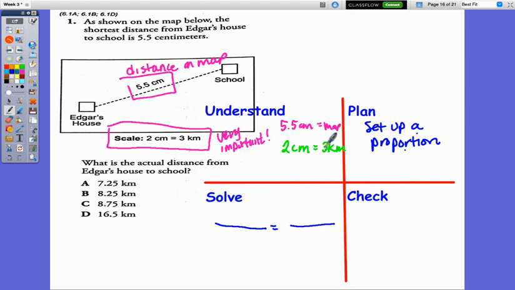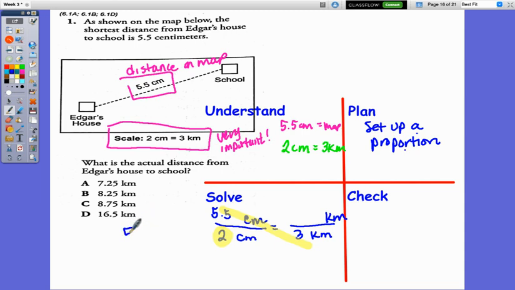And then I'm going to look here and I know that 2 centimeters equals 3 kilometers. So I'm going to set it up like that. And I'm going to do my other centimeters here. And I'm going to have 5.5 centimeters, which is my map. So I don't know how many kilometers. Okay? And just like we did with percent, proportion, and everything else, we're going to use cross products. We're going to cross multiply and divide.